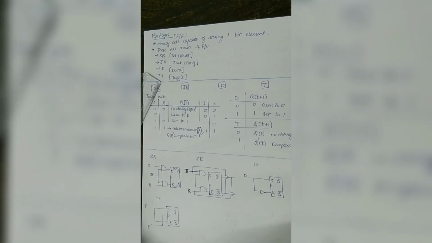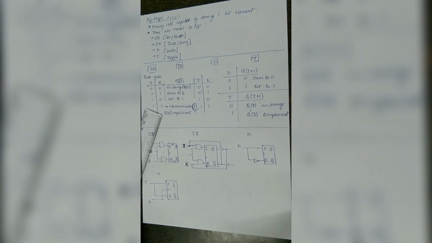Let us go through the basics of flip-flops. Flip-flop is a binary cell which is capable of storing one bit. There are in total four main flip-flops: SR, JK, D and T.